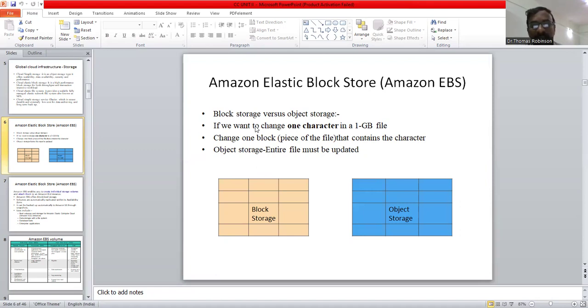At the same time, if you want to make the same change in object storage, for example, if you want to change a particular character or a particular word in a file of 1 GB capacity, the entire file we have to reload and update. So this is the difference between block storage and object storage.